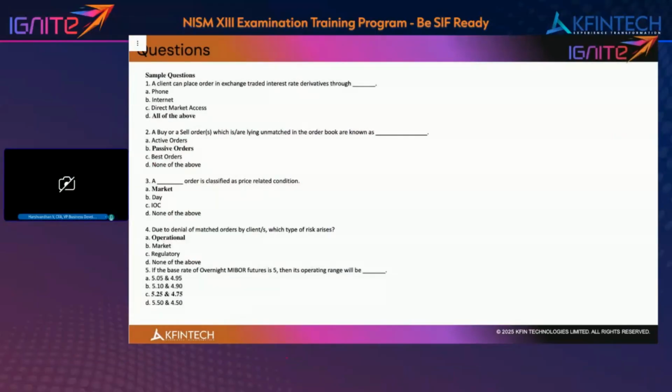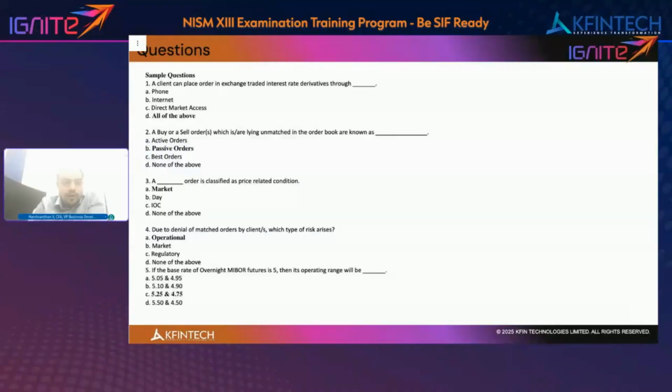So yeah, let's see the responses. The first one, most of you have got it correct. It is more or less self-explanatory. An order can be placed through any of the mediums. The second one: a buy or sell order which is lying unmatched in the order book is known as a passive order because it is not yet executed, right? So it is not an active order, it's a passive order.